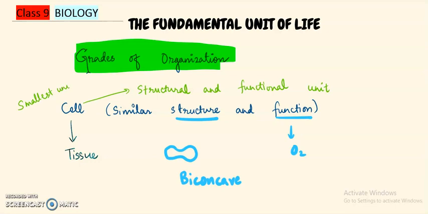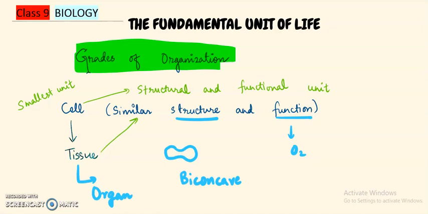Like we say, whenever we construct any house, the smallest unit is the brick. And with the combination of bricks, we make the wall. Similarly, by the combination of cell, what do we make? We make the tissue. Okay, so tissue is formed by the aggregation of similar types of cells. And what do we get by the collection of tissue? So by the collection of tissue, we get organ. So organ is formed by the collection of tissue.